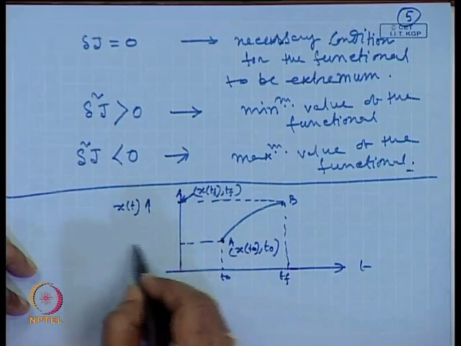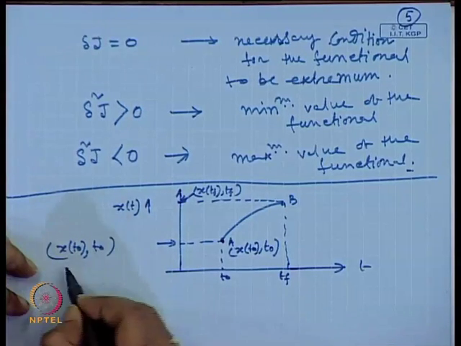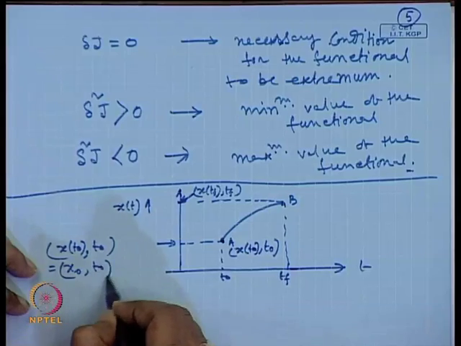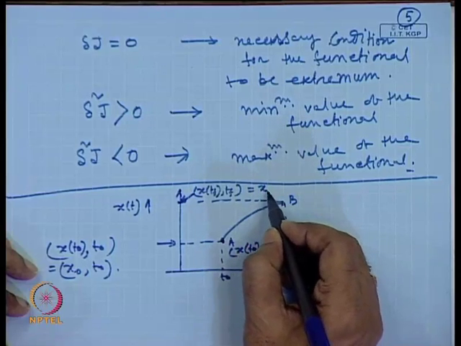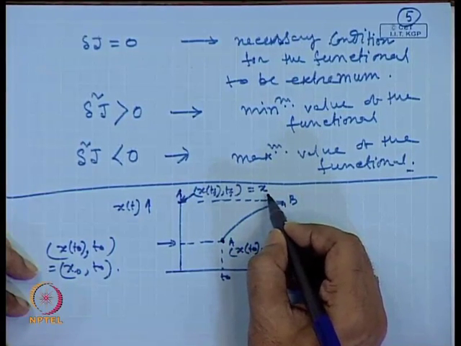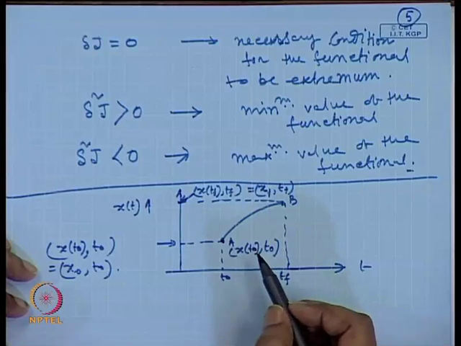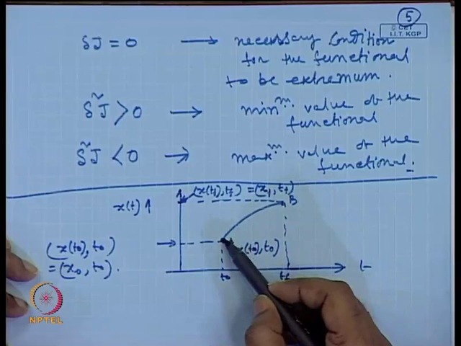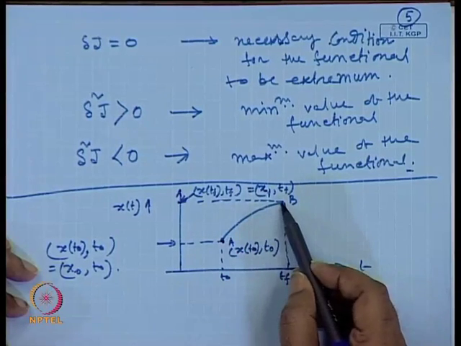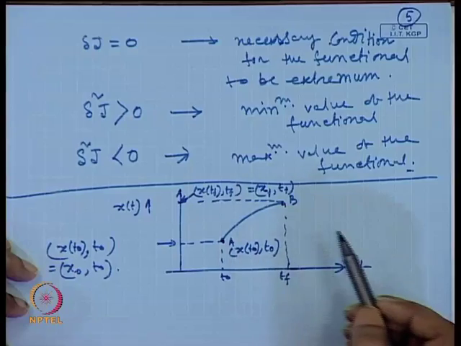And this coordinate is your x of t0, t0, and in short this is equal to x0 and t0. In short you can write x of tf, or if you like, xf and tf. So, our problem is: what is the optimum length of this arc from A to B, as we move from A to B?